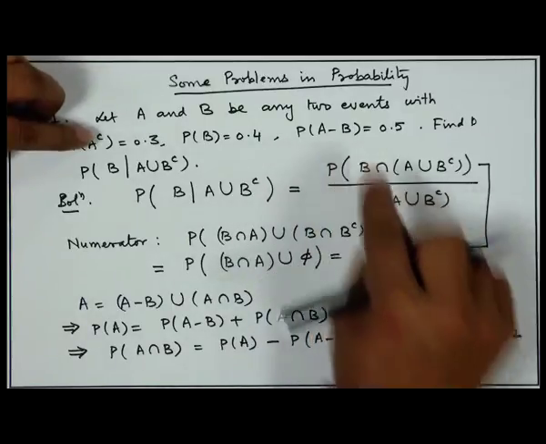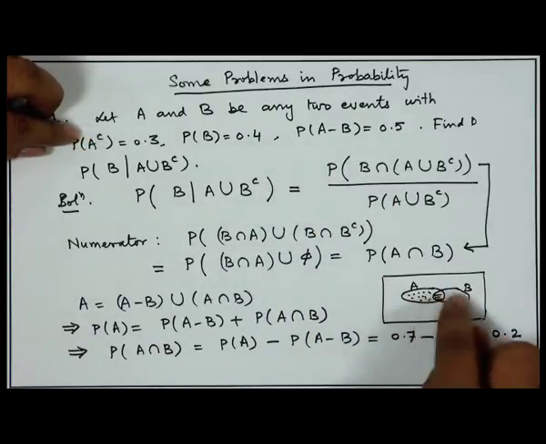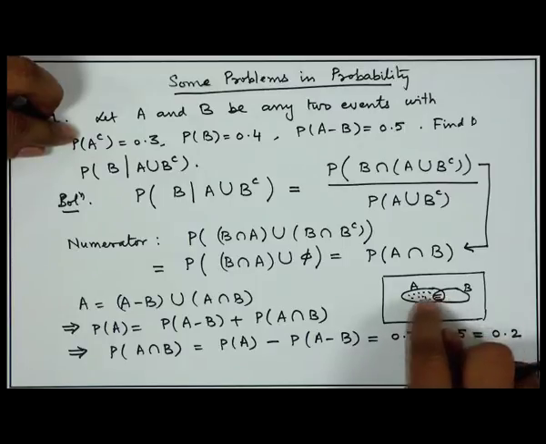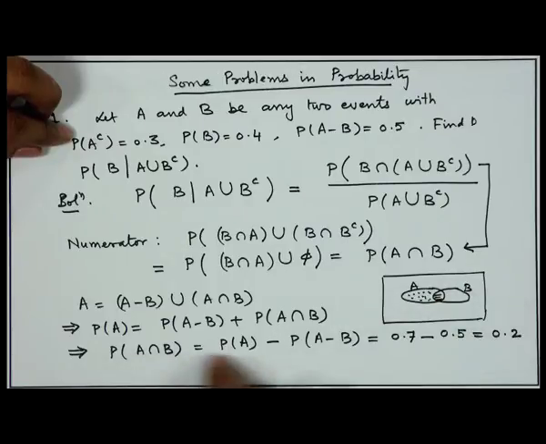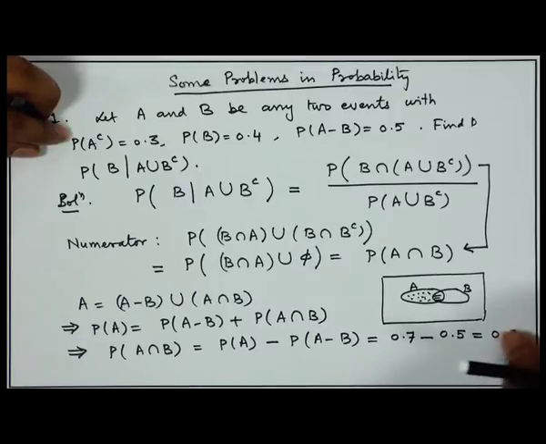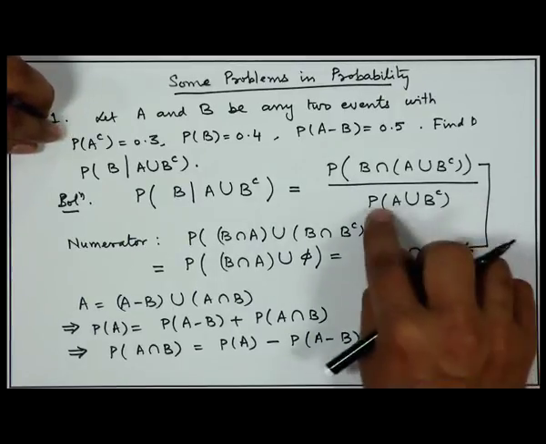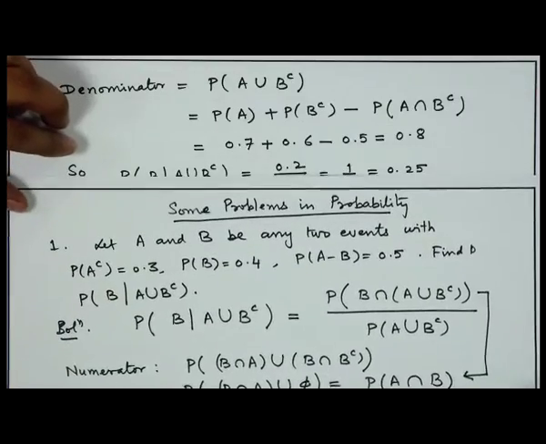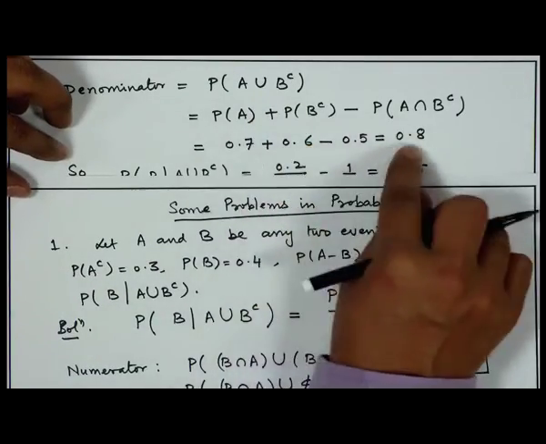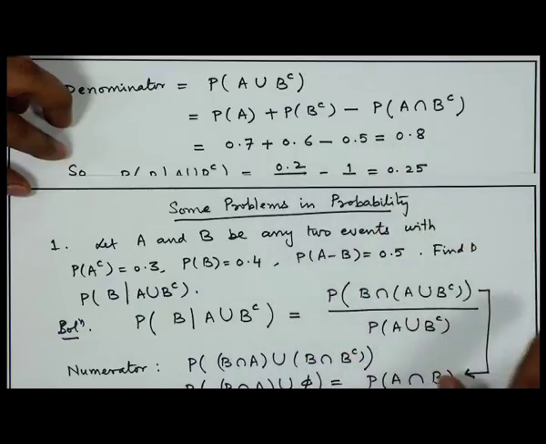But whatever is given here, I just saw through this diagram that we are given the probability of A and we are given the probability of A minus B. So, from here we can easily calculate the probability of A intersection B in this particular fashion. So, this value is coming out. To calculate the denominator, I use the addition rule, and this gives you the value 0.8.